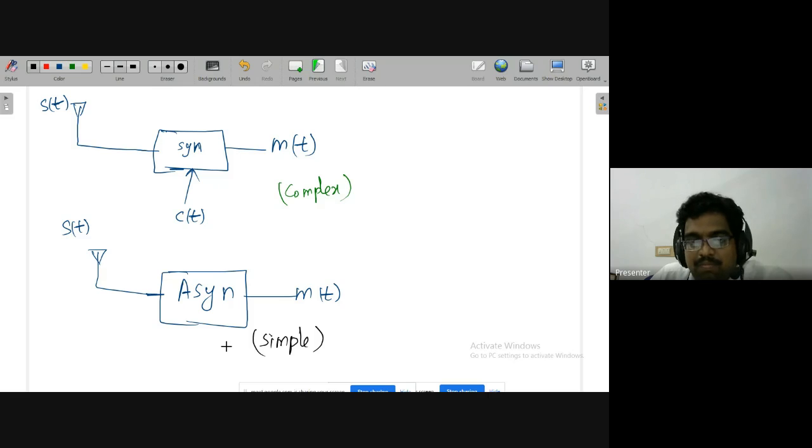But the problem in the asynchronous system is we have to compare. Okay, see, same signal தான், எதை வேணாலும் யூஸ் பண்ணலாம். But there is some problem here. The problem is with the signal to noise ratio.